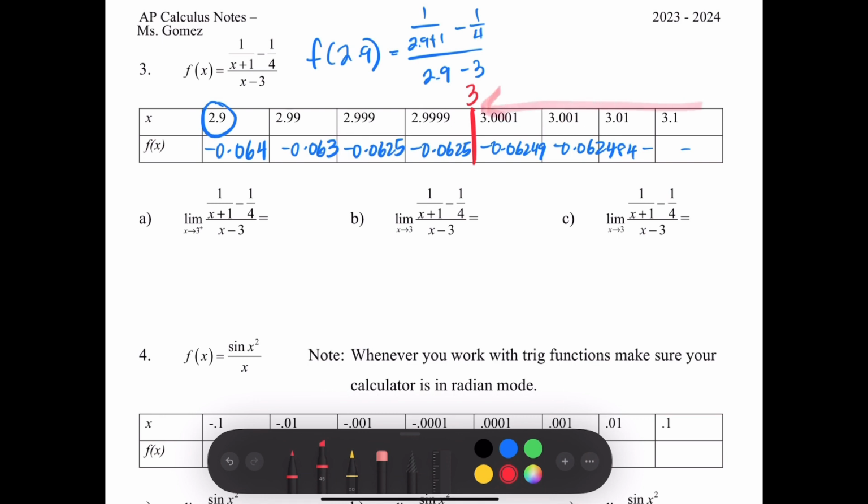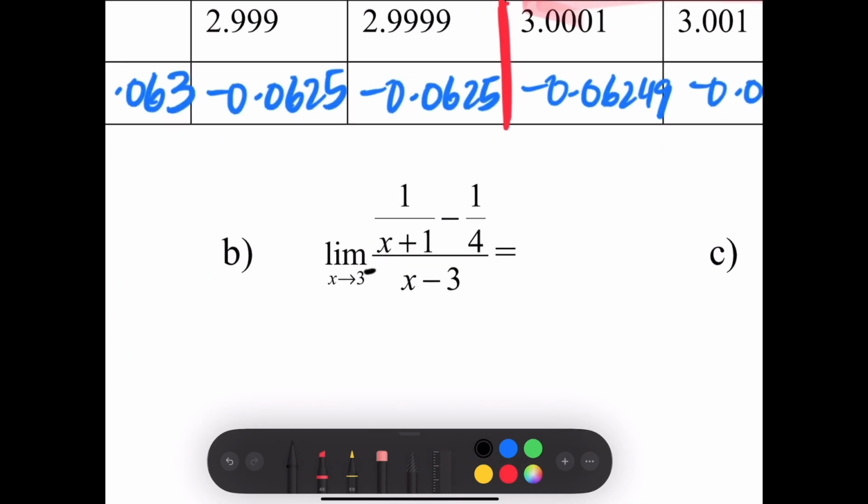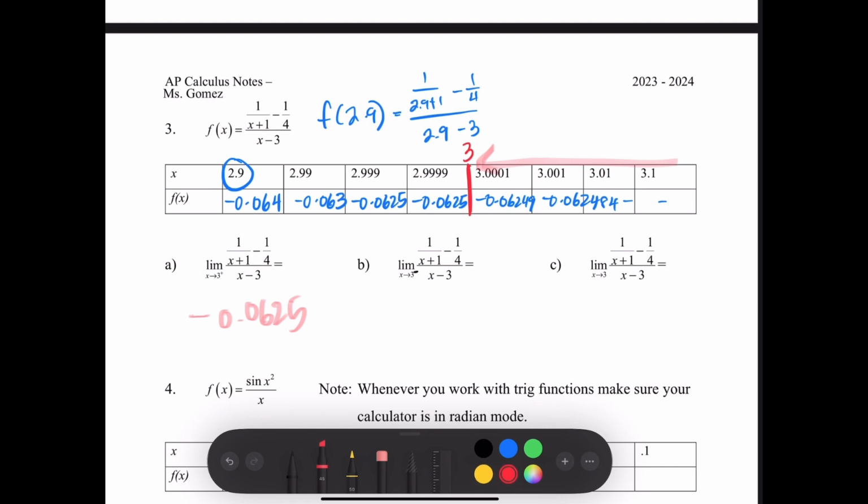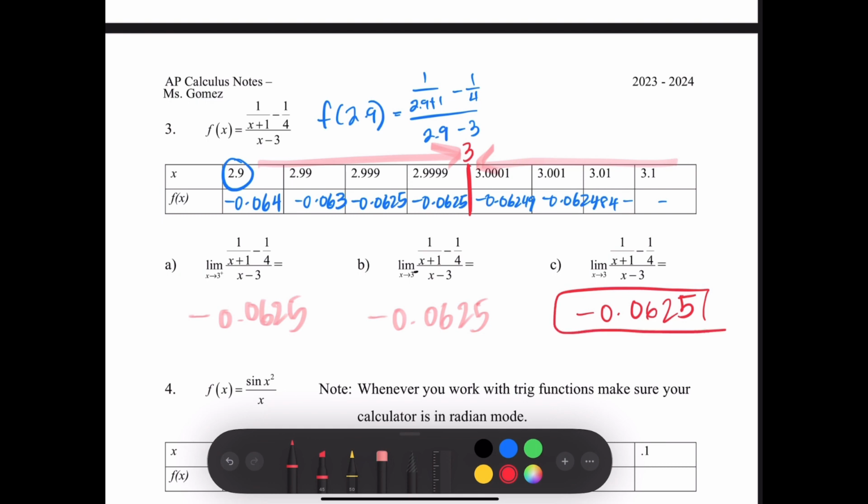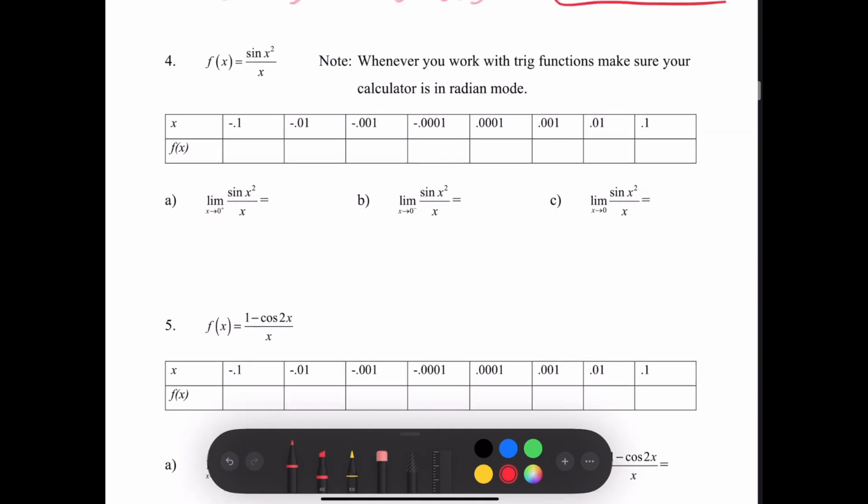I'm getting really close to the value of negative 0.0625. And there should be a little tiny negative here, and I think we forgot it. So as I approach it from the left side, same thing, I'm getting really close to the value of negative 0.0625. So we can say that because the left and the right side match, the limit of this function as x approaches 3 is negative 0.0625. Great. Okay. Just have 2 more here.